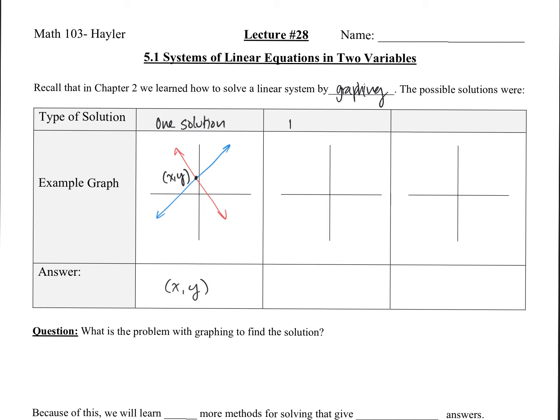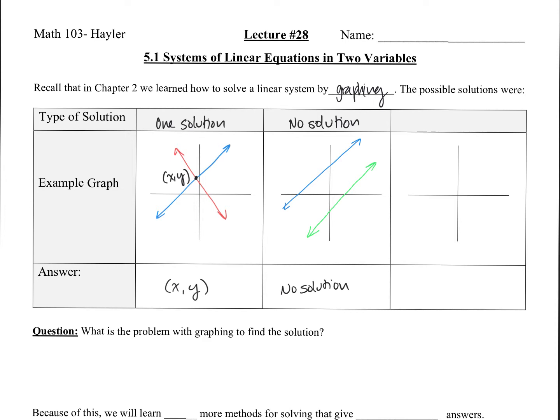What was another type of solution? Well, there was no solution. How's that possible? Well, these are two lines that would have the exact same slope. They both continually rise and run at the same pace, so they would never actually end up meeting. So what would we write for our answer? We would just write no solution.